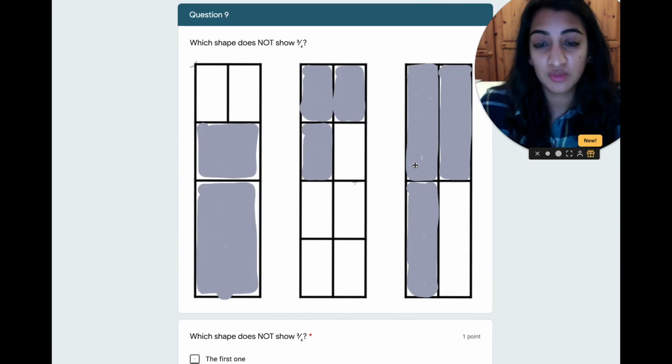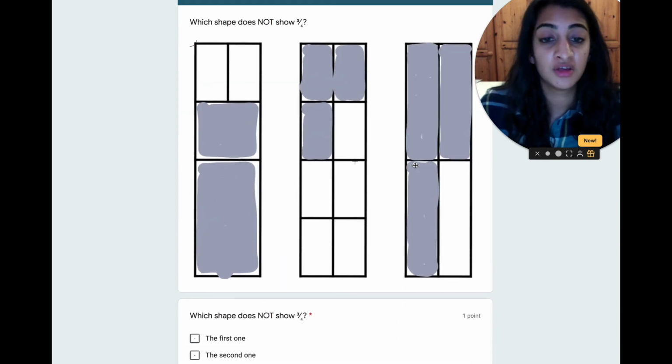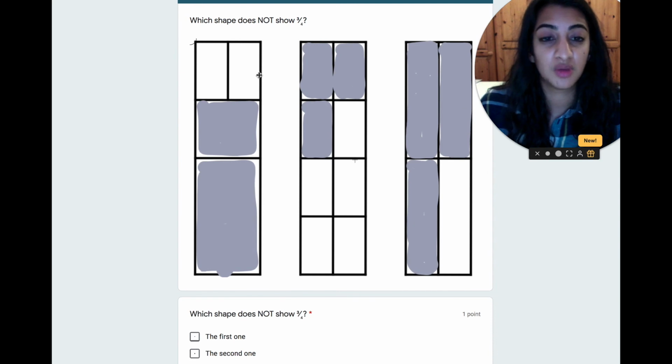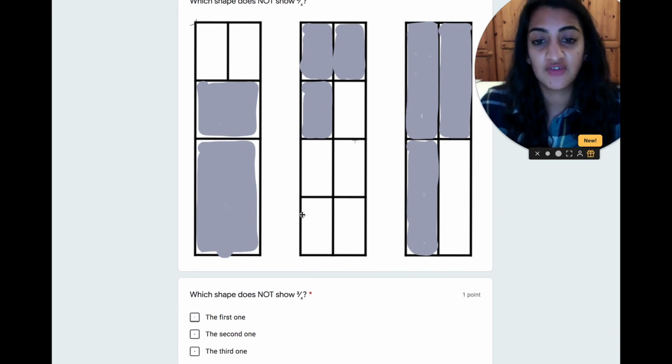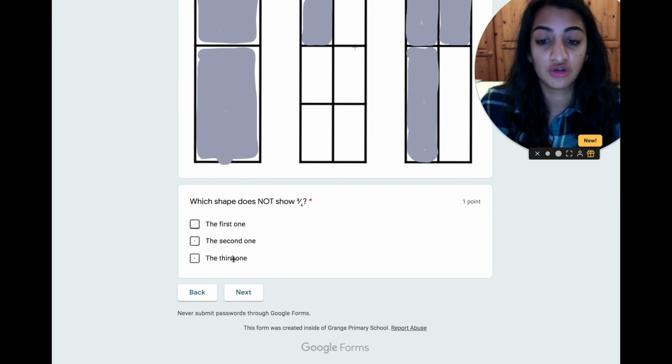You can select more than one if you think more than one of them does not show 3/4, but you might have to really visualize, think about what we did when we were looking at shapes, remember about imaginary lines, and see if you can figure out which one does not show 3/4.